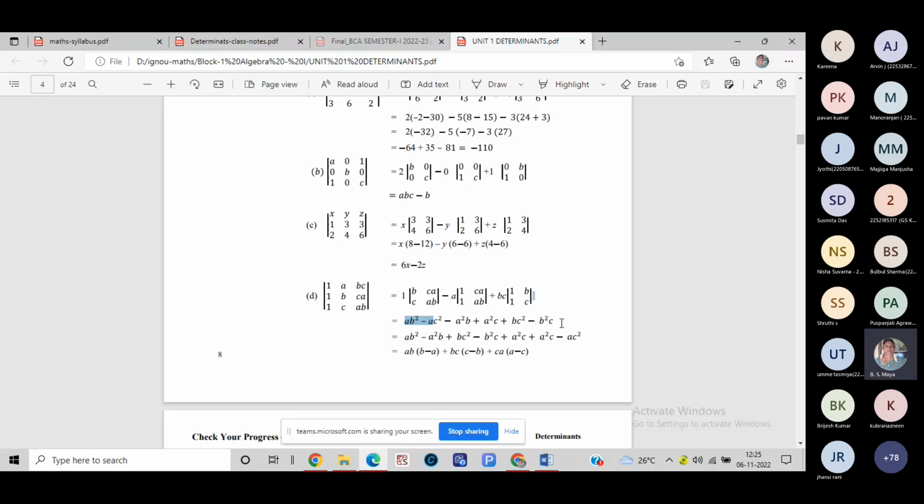Any doubt in the first step? AB square minus AC square is done, right? So if you want to make simplification, you are adding one more term, AC square minus this AC square. That's all. If you subtract, its answer is 0, right? You have a minus AC square. AB square minus AC square, so don't get confused with that. If you get this term, it is enough. This first term is enough. Any doubt in the first term, you tell me.